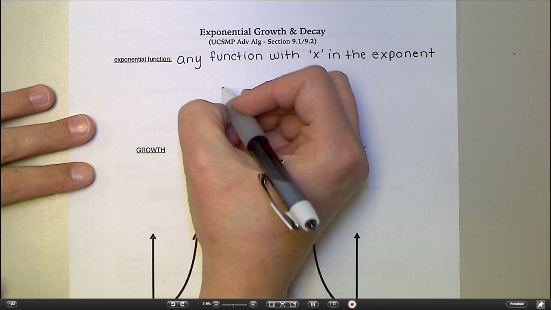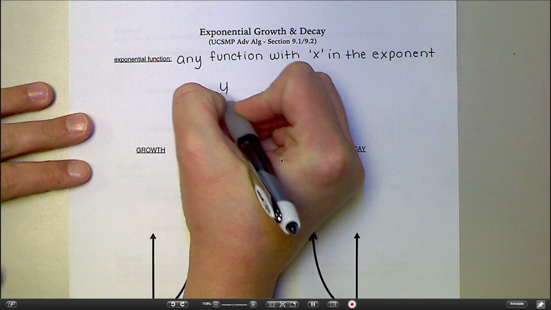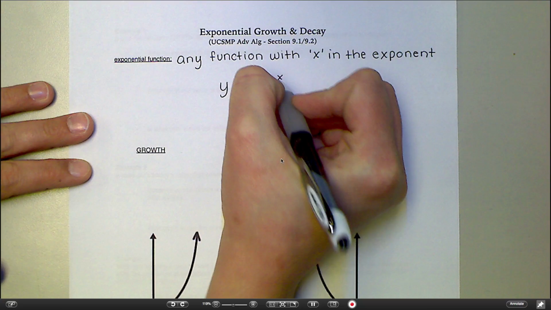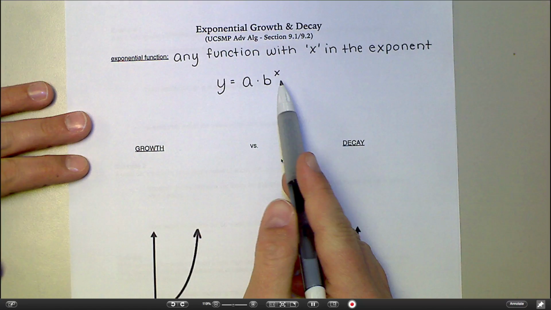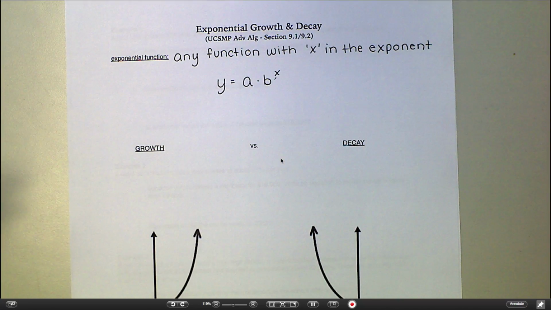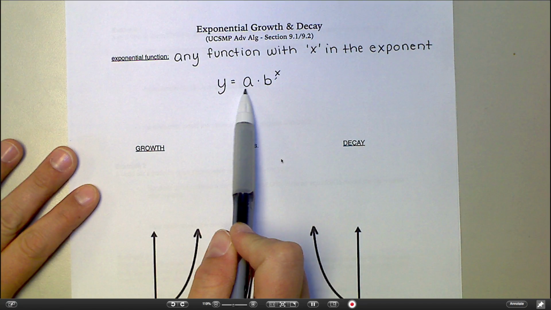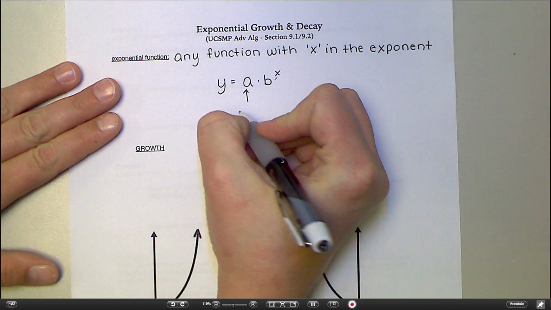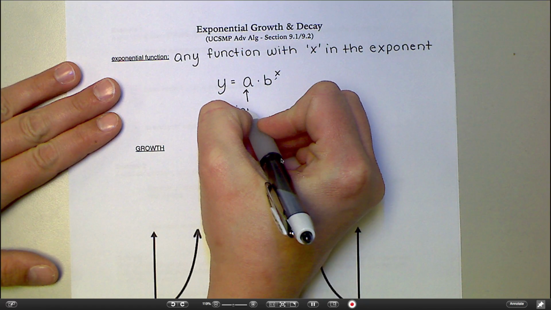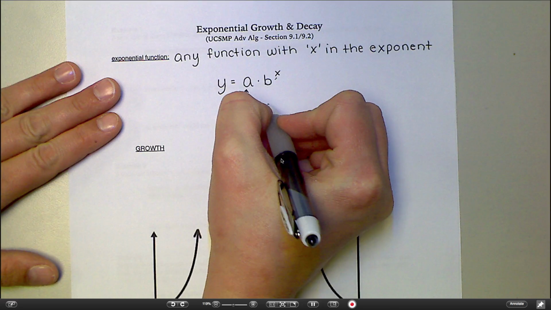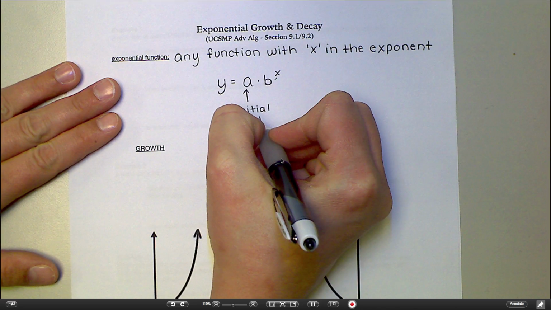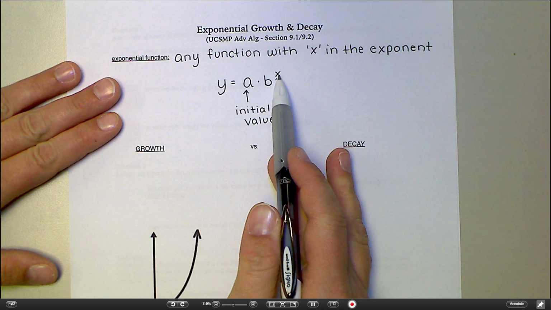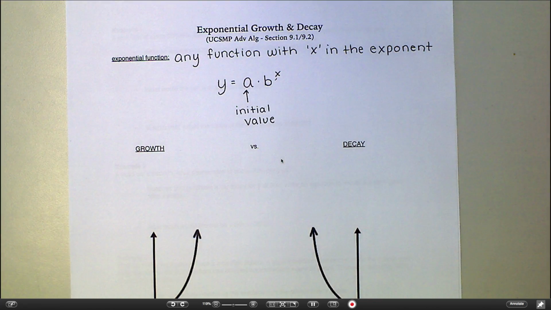So the formula for these always looks like this. Y equals A times B to the power of X. So that's exponential because the X is up here. And so what this is really saying is we're starting with this much. The A is considered to be our initial value. That's the amount we're starting with. And we're taking that initial value and multiplying it by B a whole bunch of times, however many times we want X to represent.